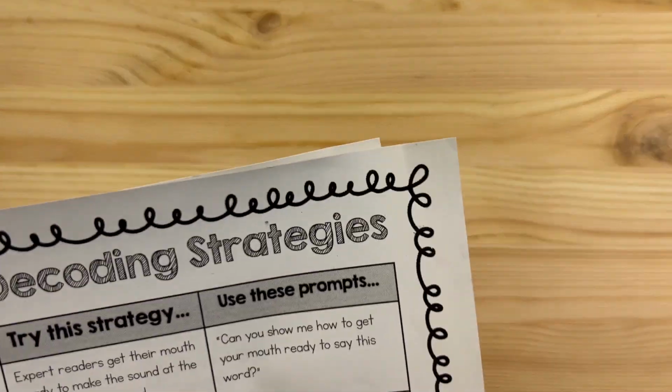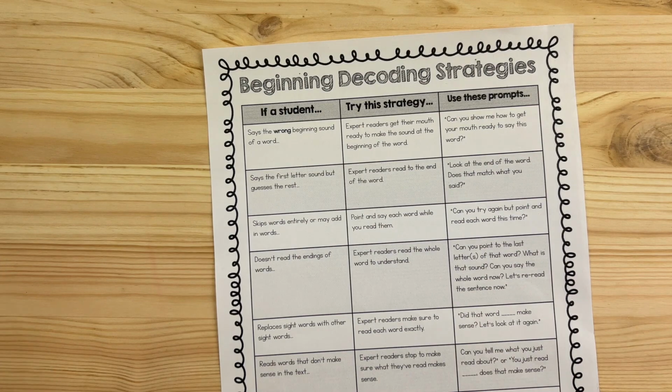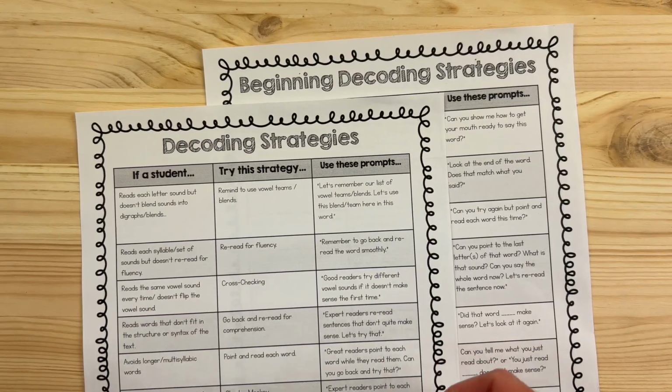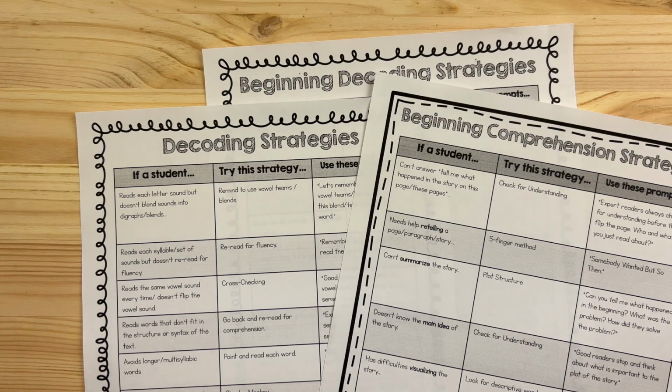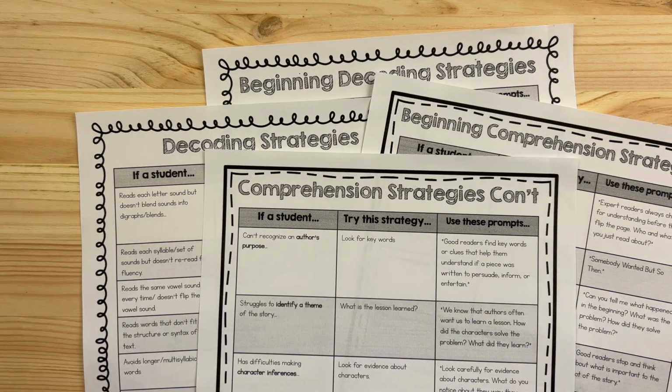And here you can have 4 pages of reading strategies that you can draw on if you want to conference with your students and say, okay, I noticed that you're not able to really retell me what happened in the story. So here's what we're going to do. We're going to try this strategy. And then that will help you to get your students on their way in order to develop their comprehension strategies.